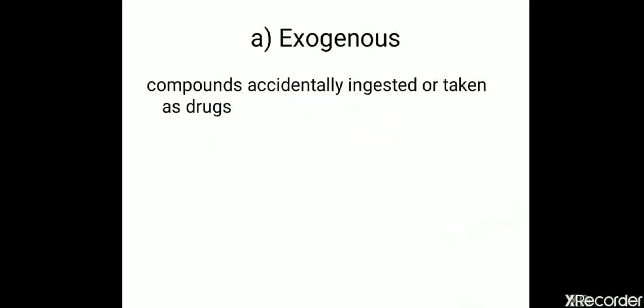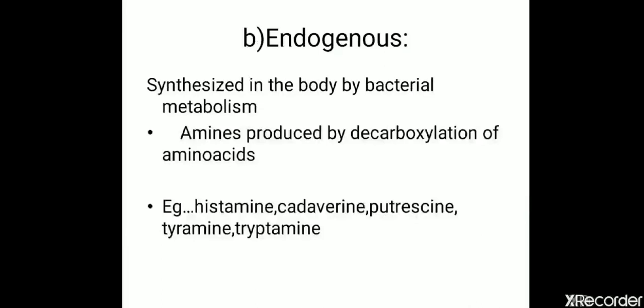So xenobiotics are of two types. One is exogenous xenobiotics, that is chemical compounds produced outside the body, or endogenous xenobiotics. These are the chemical compounds produced as a result of intestinal bacterial metabolism. And all of you know regarding the intestinal metabolism of amino acid derivatives. These amino acid derivatives undergo decarboxylation reaction by intestinal bacteria and produce their corresponding amines. For example, histamine, cadaverine, putrescine, and tryptamine. All these are decarboxylation products which are derived from amino acids.